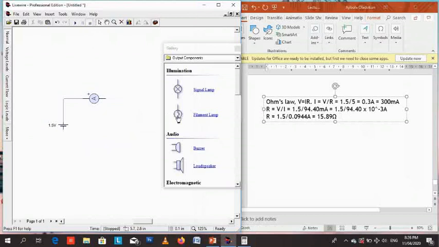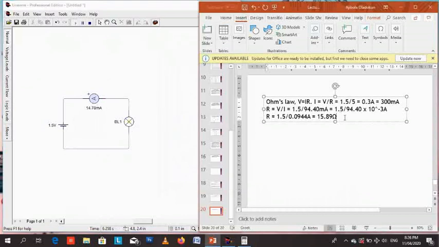You could not change the value, but we are able to determine what the internal resistance is. So let's try the signal lamp. Let's see if we can determine the internal resistance of the signal lamp that LiveWire has made their default. You see, the current flowing through the signal lamp is quite different. It's 14.78, which means that the resistance will be different.